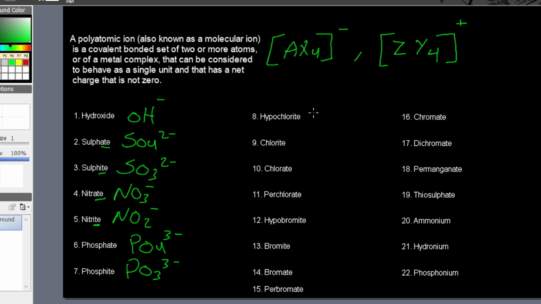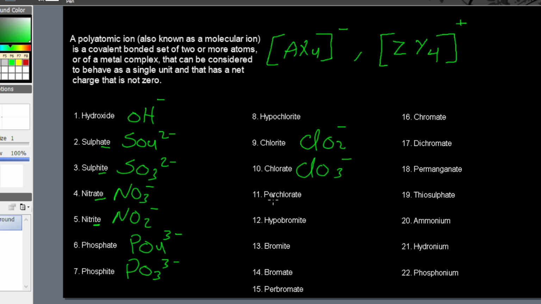How about the hypochlorite? Let's see here. Let's write the chlorite and the chlorate first. So chlorite should be like this: ClO2, 1 negative, and the chlorate, this is the ite, and the ate formula, the chlorate has one oxygen more, so it should be like this: chlorate.